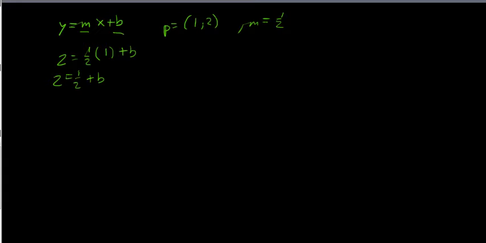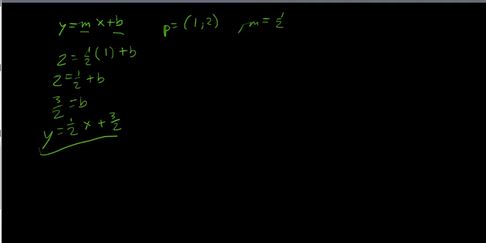So we're going to subtract 1/2 from each side, and we get b equals 3/2. So then our line equation is y equals 1/2 for our slope again, x plus 3/2. Okay, and that's the equation of our line.